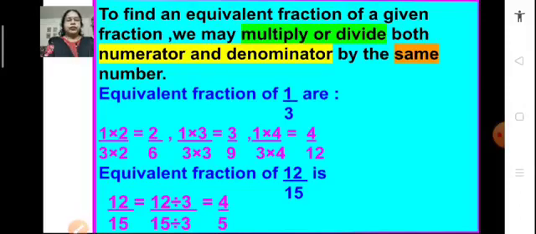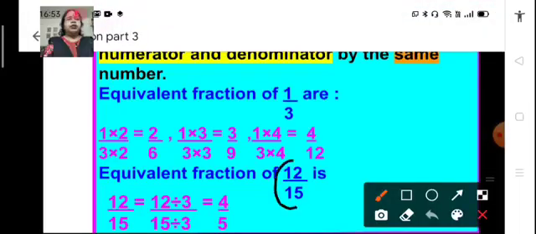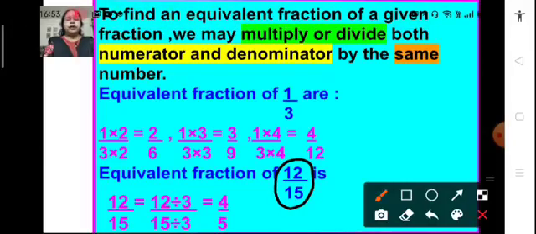So this way, by multiplying both the numerator and denominator by the same number, we can get the equivalent fraction of the given fraction. Second method is, to get the equivalent fraction of a given fraction, we can divide both the numerator and the denominator by the same number. For example, if we have a fraction like 12 upon 15, to get its equivalent fraction, we can divide its numerator and the denominator by the same number. We have divided both the numerator and the denominator by 3, and what do we get? We get 4 upon 5. So 4 upon 5 is the equivalent fraction of 12 upon 15.